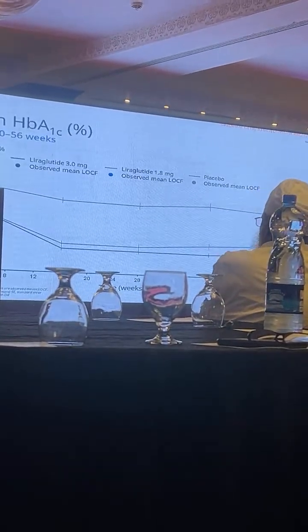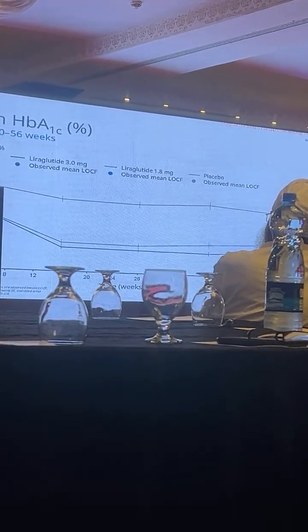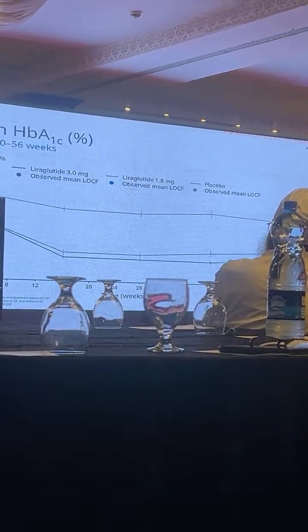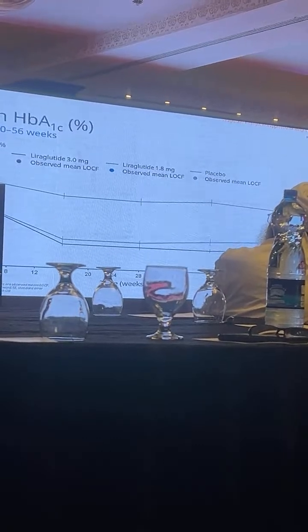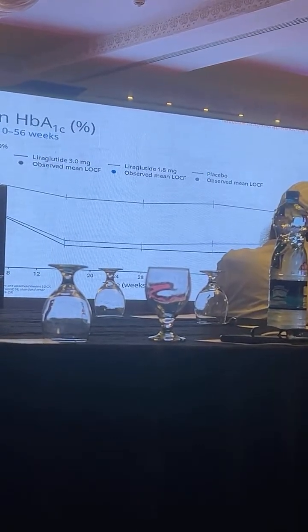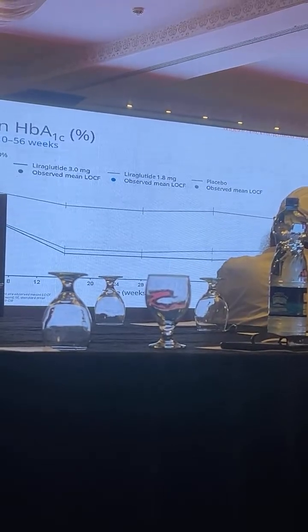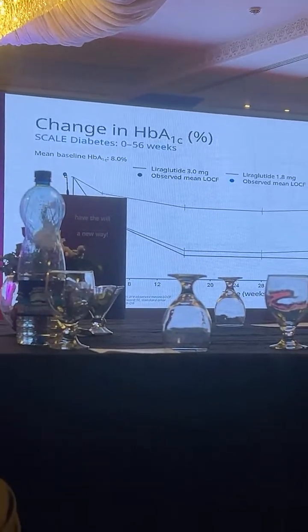And if we look at the change in HbA1c in people who take liraglutide 3 milligrams and compare it to the 1.8, then you can see that the HbA1c difference is extremely small in the clinical trial. So increasing the dose from 1.8 to 3 milligrams resulted in greater weight loss, but not necessarily greater HbA1c benefit. So you need to know what you are treating in the patient to give them the right dose of the right drug.